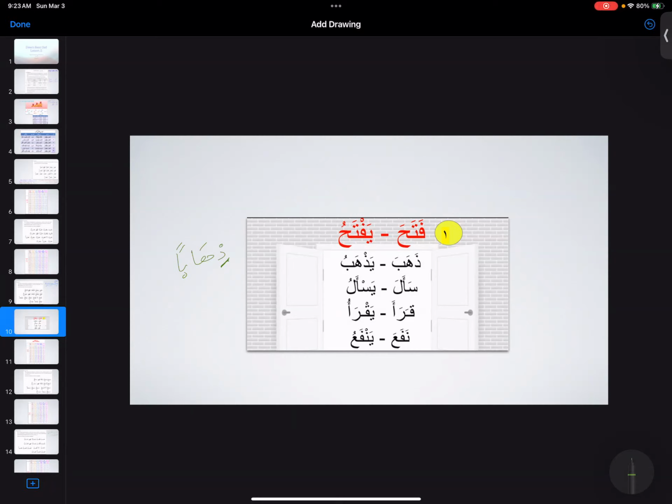Barakallah fiki. So now, what would be the meaning of mazhubun? Zahaba is like he went. Mazhubun is the person who went. Not the one who is being sent, right? Okay, the one who is being sent, definitely. Sorry, mazhubun.